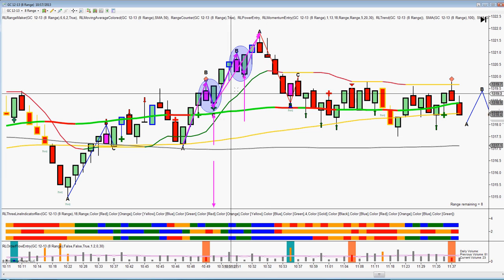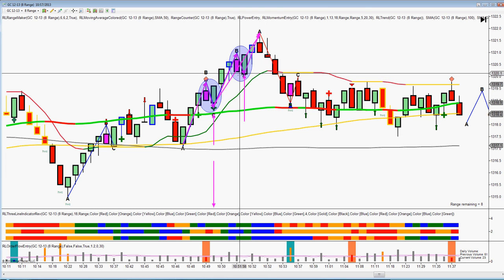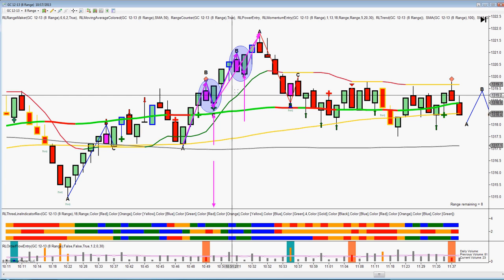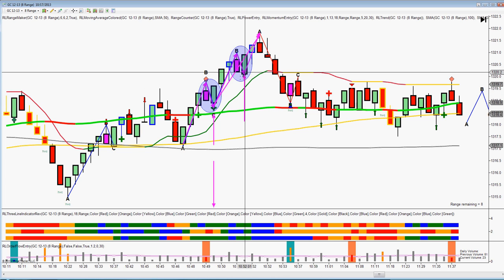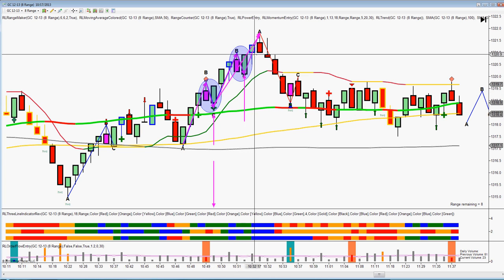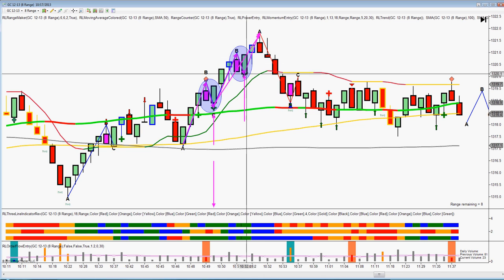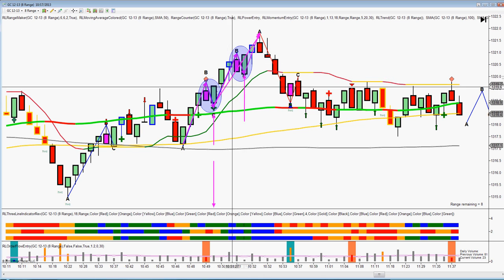So I wanted to make that really clear so that everybody understands the difference between a first pivot C and a second pivot C in a continuation trade to the upside. Same thing is true on a continuation trade to the downside.